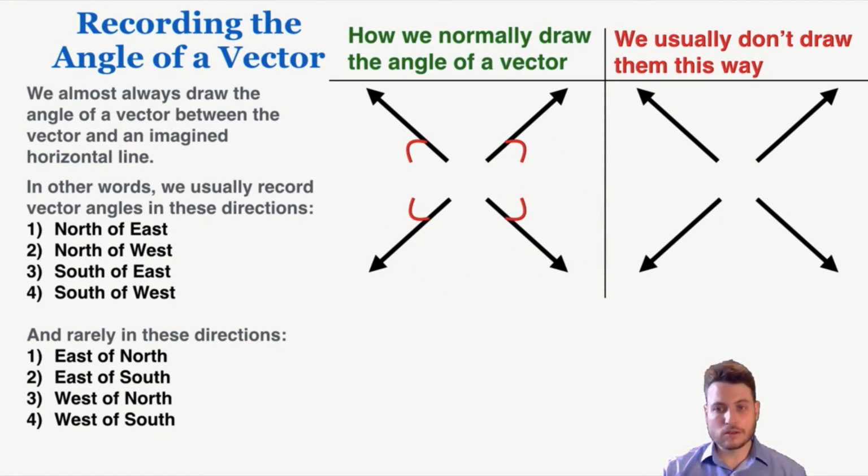We very rarely use vertical lines. We will sometimes, but it's more rare. The convention, just to make it a little easier, is to always use the horizontal. So vector angles will normally be recorded like you see on the left rather than on the right, but the right is still definitely fair game. We can still record angles that way, so we'll have to show you how to deal with that later.